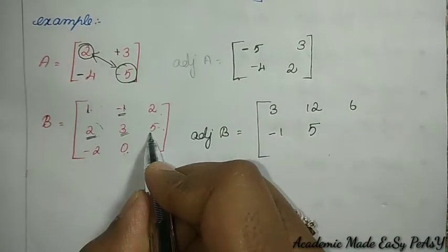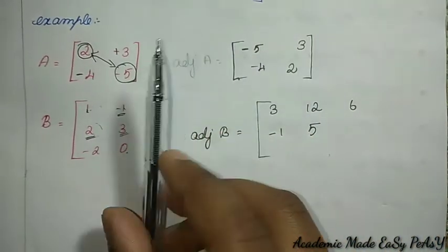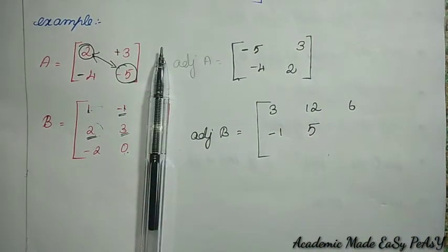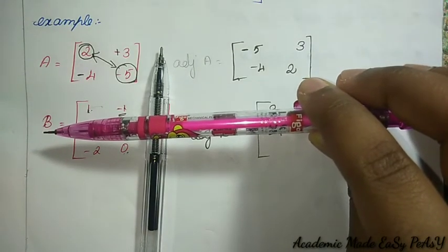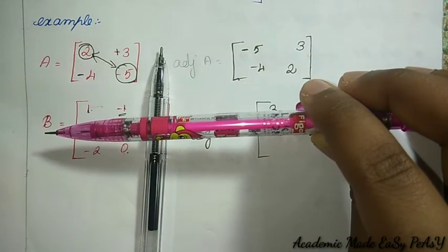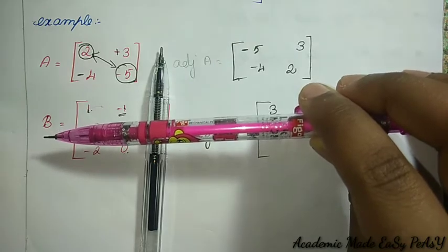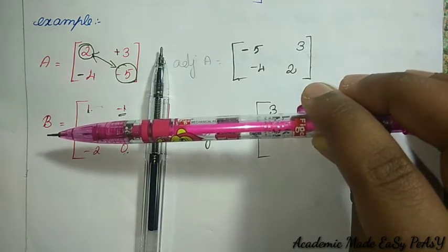Next, I will be moving on to the third element of the second row. So I will be hiding these two. What is remaining over there? 1, 0, minus 2, minus 1. So 1, 0 is a 0. Minus of minus 2 into minus 1. So minus 2.